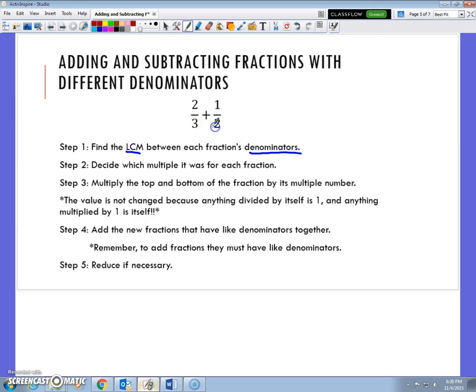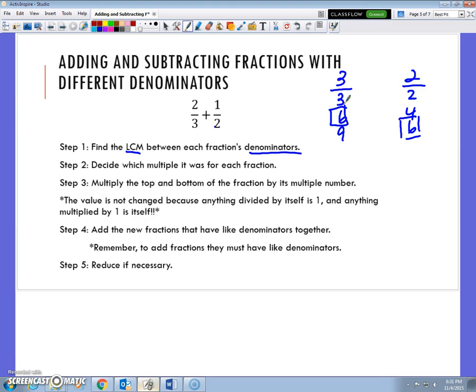Okay, so I see these denominators here of 3 and 2. And so we need to find the least common multiple. So I'm just going to label it 3, 6, 9, and 2, 4, 6. And oh, I know right away, I don't have to go any farther. That's fine. I got these lists of multiples for each one. I know that 6 is the first one that they both share in common.